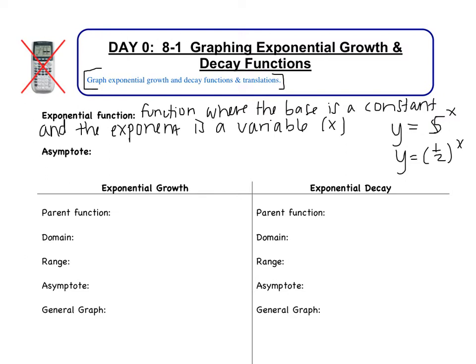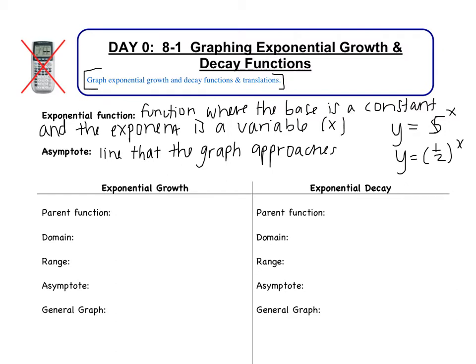Each exponential function, when we're graphing it, is going to have an asymptote. An asymptote is a line that the graph approaches. So it's not actually part of the graph, but it's going to be a horizontal line that's kind of like a boundary. The graph is going to get really close to that boundary, but it's never going to cross it.